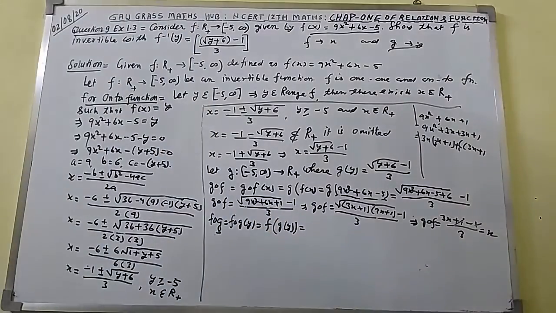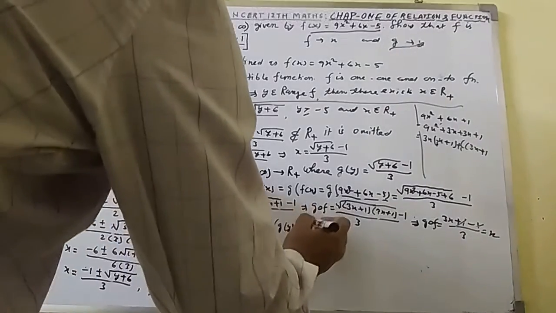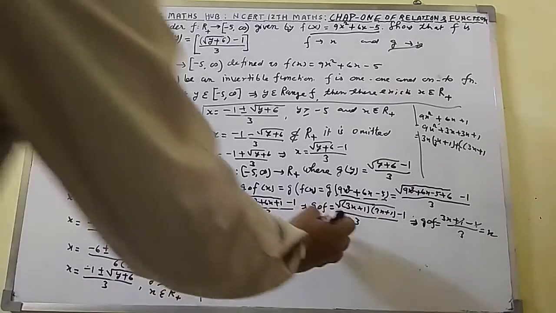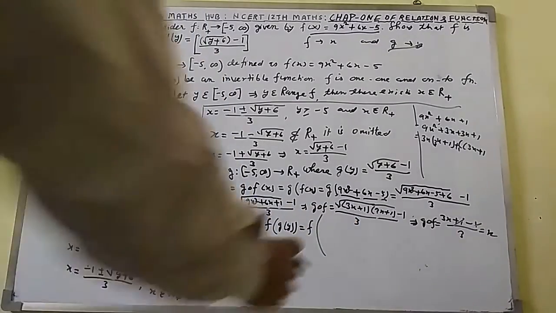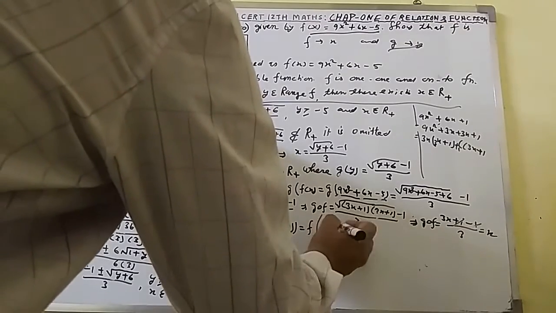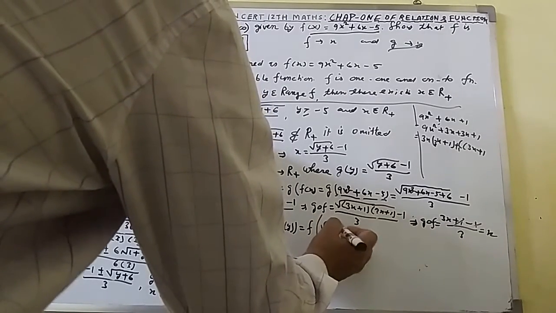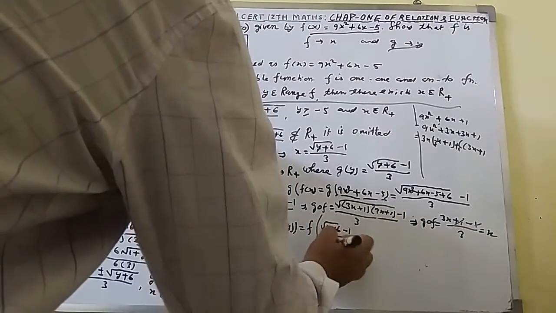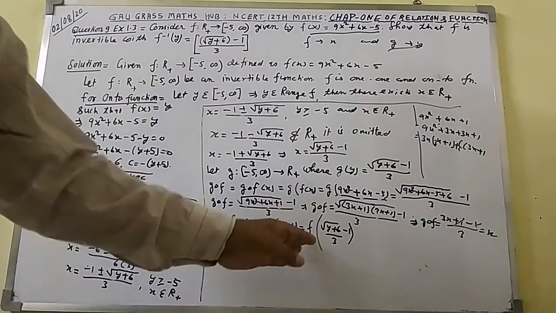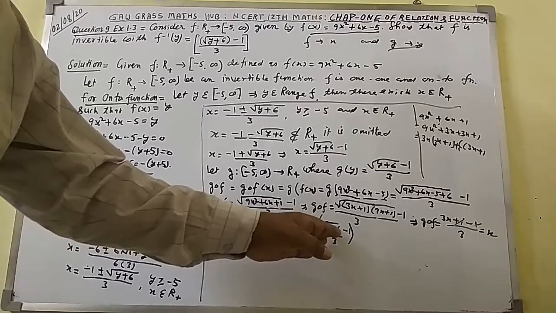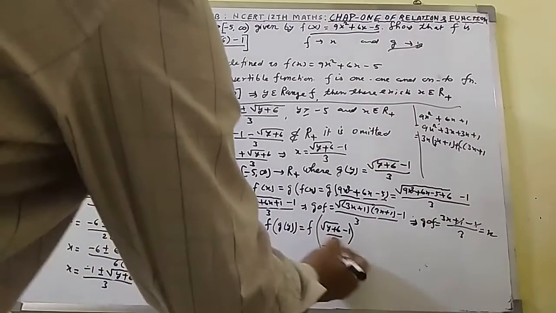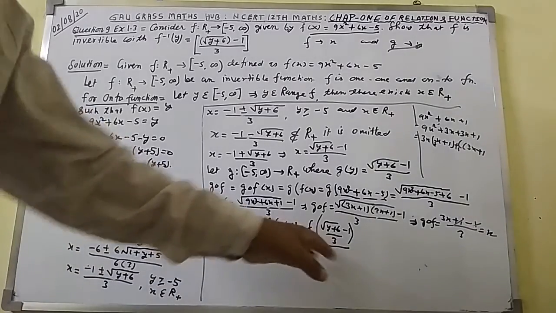Here you will write like this. So this will become f. In place of y you write g(y). So g(y), you can see here the value of g(y). So write here g(y). What is g(y)? Right here, it is (√(y+6) − 1)/3. So now you have got f of (√(y+6) − 1)/3. So this is the value, the f(x).